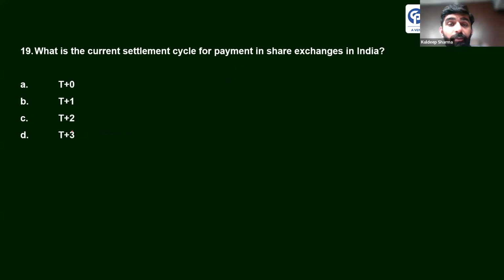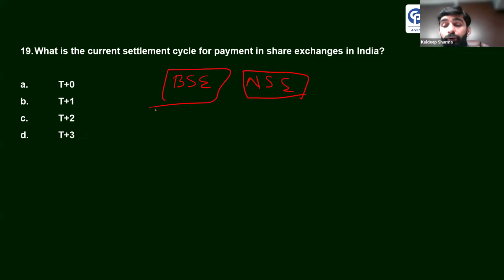What is the current settlement cycle for payment in share exchanges in India? Currently, for example, you have the Bombay Stock Exchange and the National Stock Exchange, on which various companies are listed for public shareholding. So the settlement cycle is basically, let's say if I buy shares today and then sell my shares tomorrow, in what time the payment would be credited into my account.